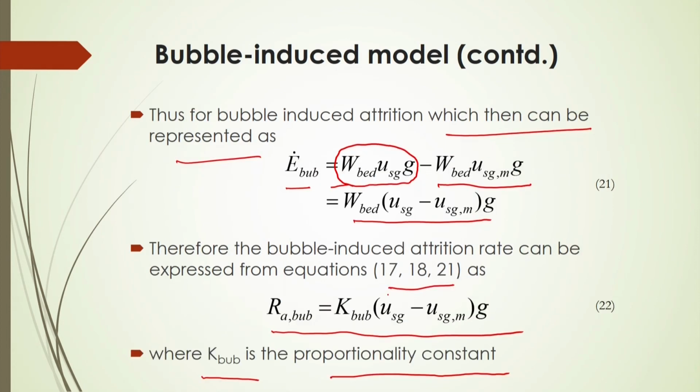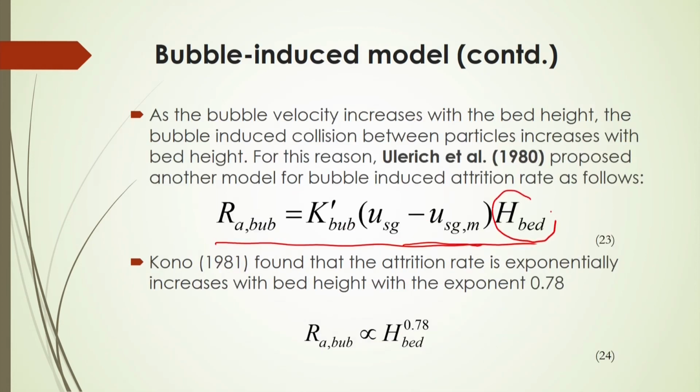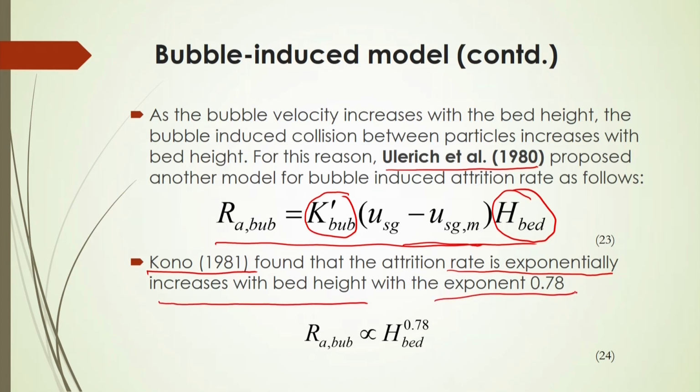Earlier it was UHG minus UHG into Z, whereas here it will be H bed as per this height. So, this K bob dashed is also an attrition rate constant as per the Ouwerkerk et al. 1980 model. Kono 1981 found that the attrition rate increases exponentially with bed height with an exponent of 0.78 here, which is expressed by the equation given in equation 24 here.